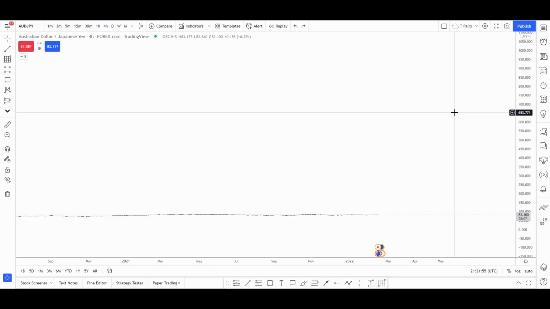Hey guys, so today we're going to be backtesting AUD JPY. It's not a pair which I currently trade, so it's literally just a case of I'm going to give it a go and see how it works.